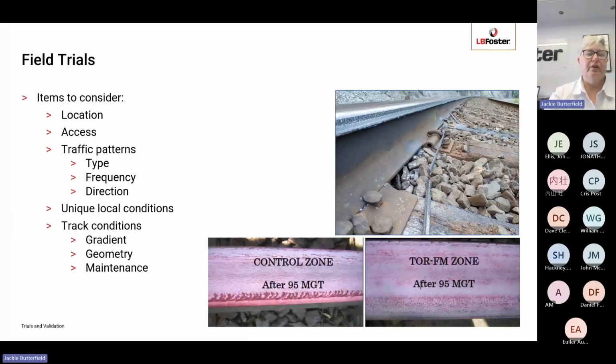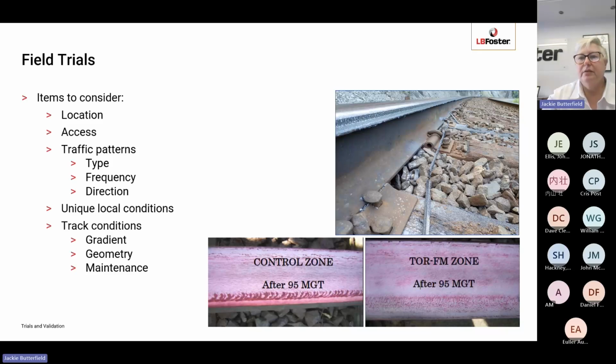So moving on to field trials. When you're looking at field trials and designing a trial, it's particularly critical to reduce or isolate as many potential variables as possible in order to get as objective a result as possible. So items that you should consider when you're setting up a trial are obviously the test location. Is it an accessible location for measurement? Is it a suitable location? What are the traffic patterns over that location or length of track?